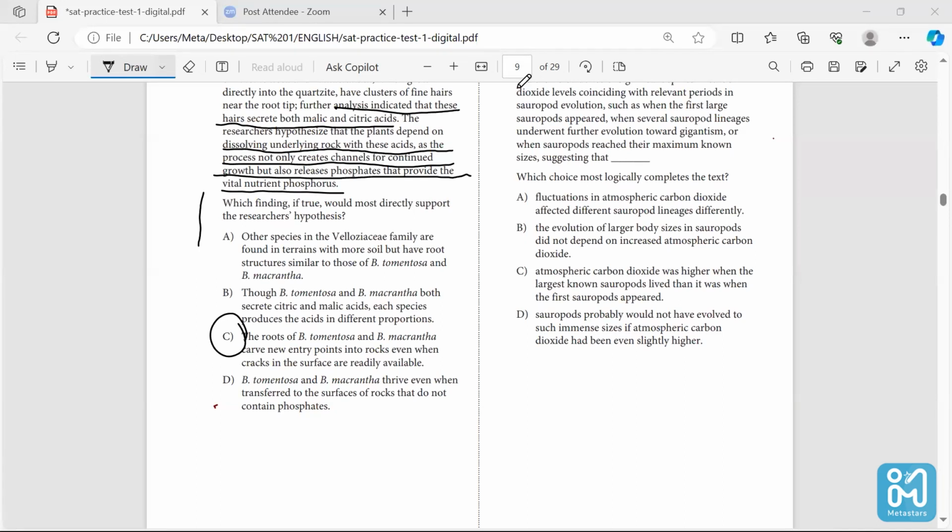Yeah, it's C because with the way I did it, all the other answers were wrong. It makes sense, it wants to make more channels, so it carves new entry points into rocks. And it wants to make more plants, come on. Thank you so much. Amazing, Ali. Look at this, guys. Another one. We have another one. Look at that, guys.